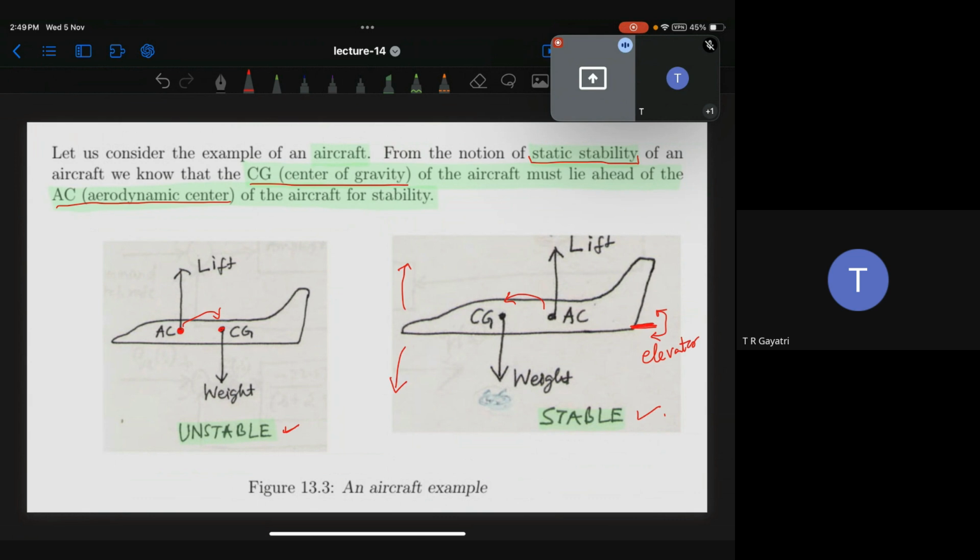Is this example clear? Yes, sir. So just by moving the elevator, you can make the aircraft nose pitch up or pitch down. The pitch rate we will represent with Q. The elevator will move with some angle, which we represent with delta E. So by moving the elevator, you can change this location, either ahead of AC or behind AC, so that you can change the stability behavior of the system.